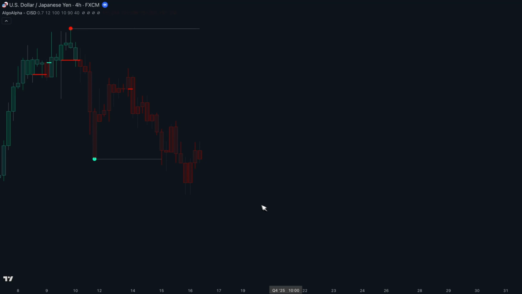Let's look at a bullish example. Price is moving down with lower lows. Sellers are in control. Price dips below a previous low. A green CISD line appears. This tells us sellers lost control and buyers stepped in.